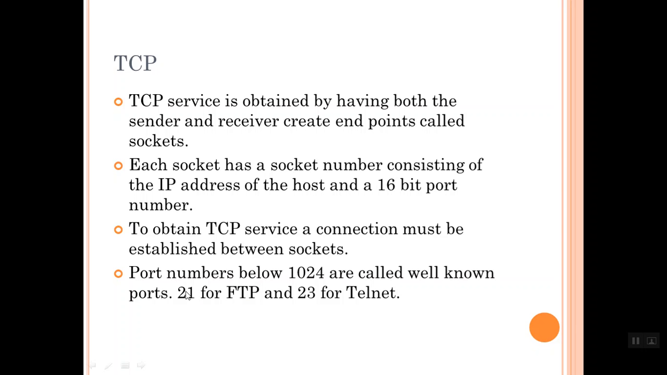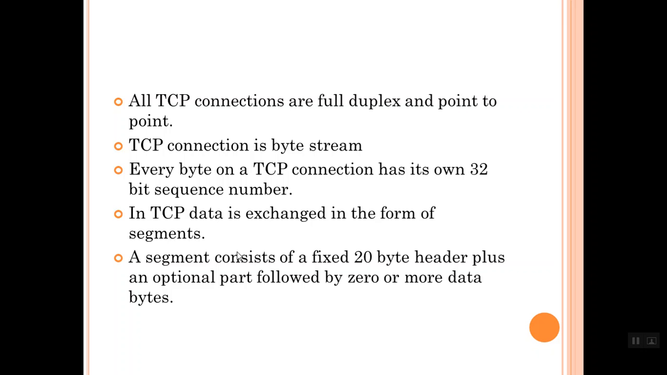Port number 21 means we are using FTP. If the port number associated with a particular socket is 23, then that socket has been created for telnet. So each socket has a socket number consisting of the IP address of that machine with a 16-bit port number. Port numbers are normally used to identify the services that we are using. To obtain TCP service, a connection must be established between sockets.